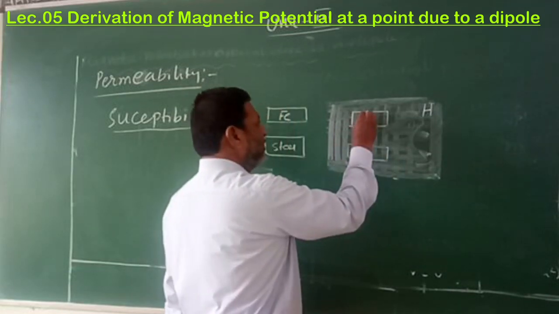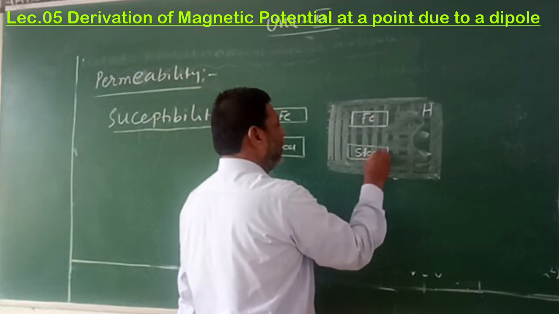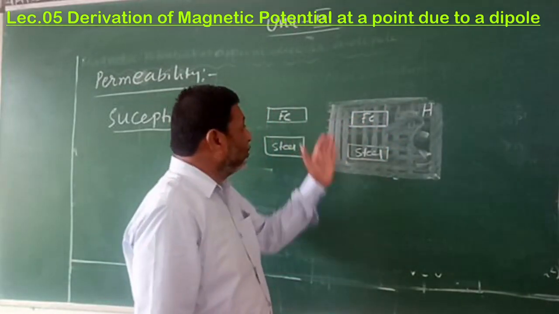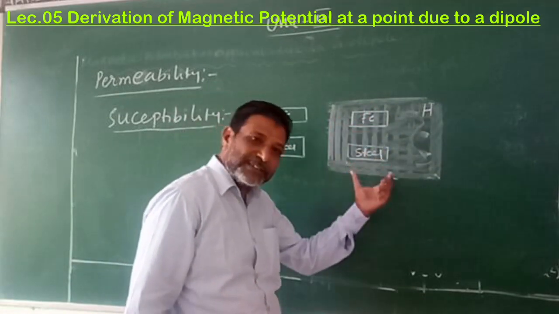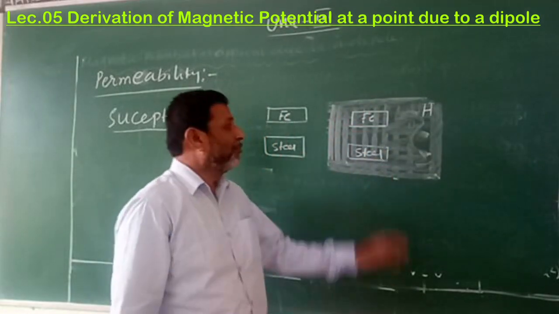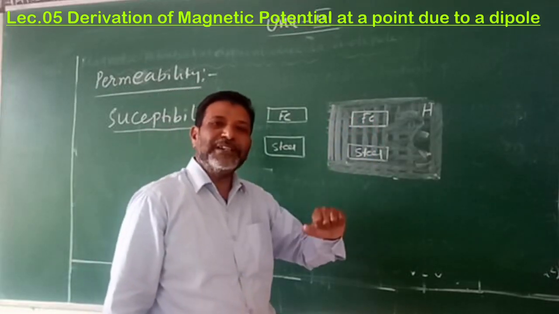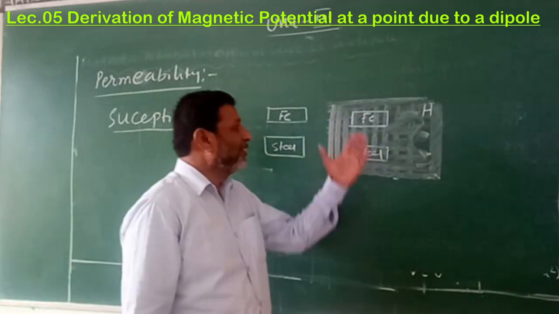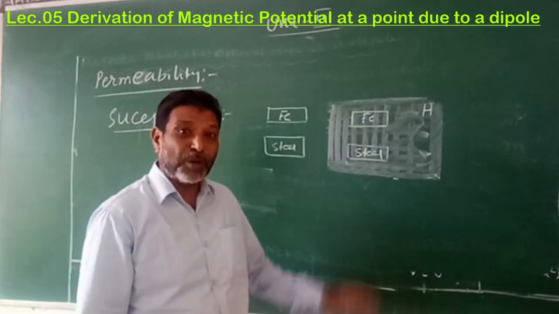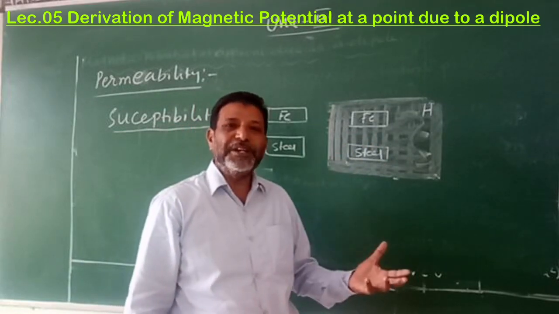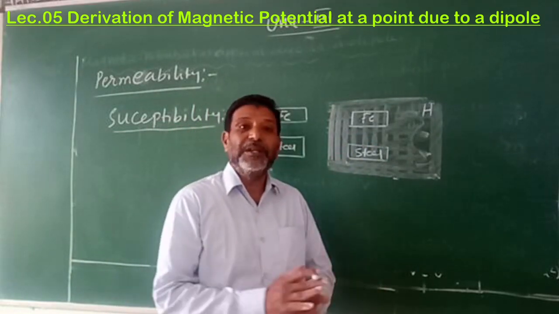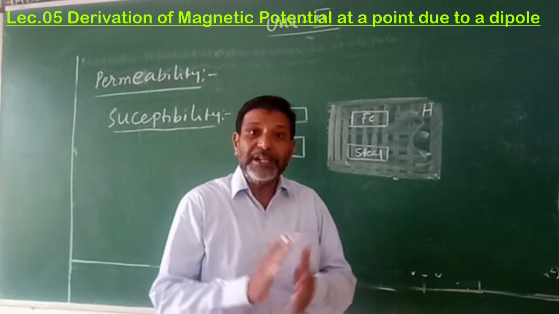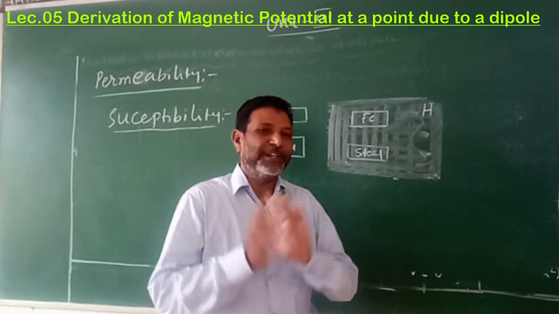Now you place this one here and this also. See, even though this is iron and this is steel, an alloy, these two are different materials placed in the same magnetic field, but we see that iron is more magnetized and steel is less. Then why is it? Because of their properties. The property of iron and the property of steel are different. That property is known as susceptibility.